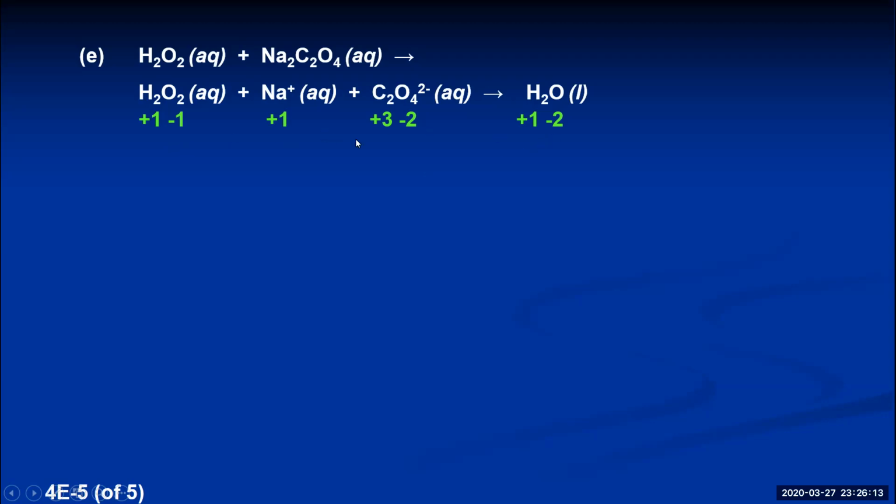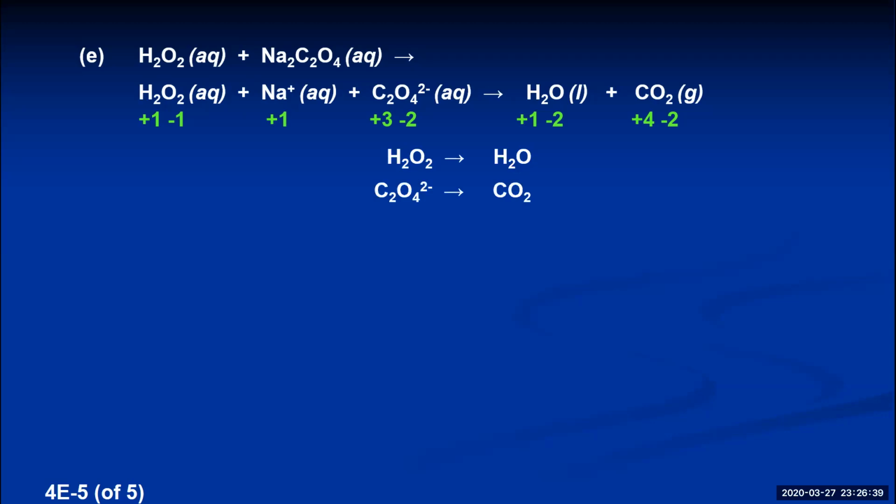You have to find an element that can go up. Hydrogen can't go up, sodium can't go up, but carbon has 4 valence electrons. It could go up to +4, and the most likely way you're going to get a carbon in a +4 oxidation state is as the gas CO2. So this would be the other product. The half reactions are hydrogen peroxide turning into water, and then oxalate ion turning into carbon dioxide.